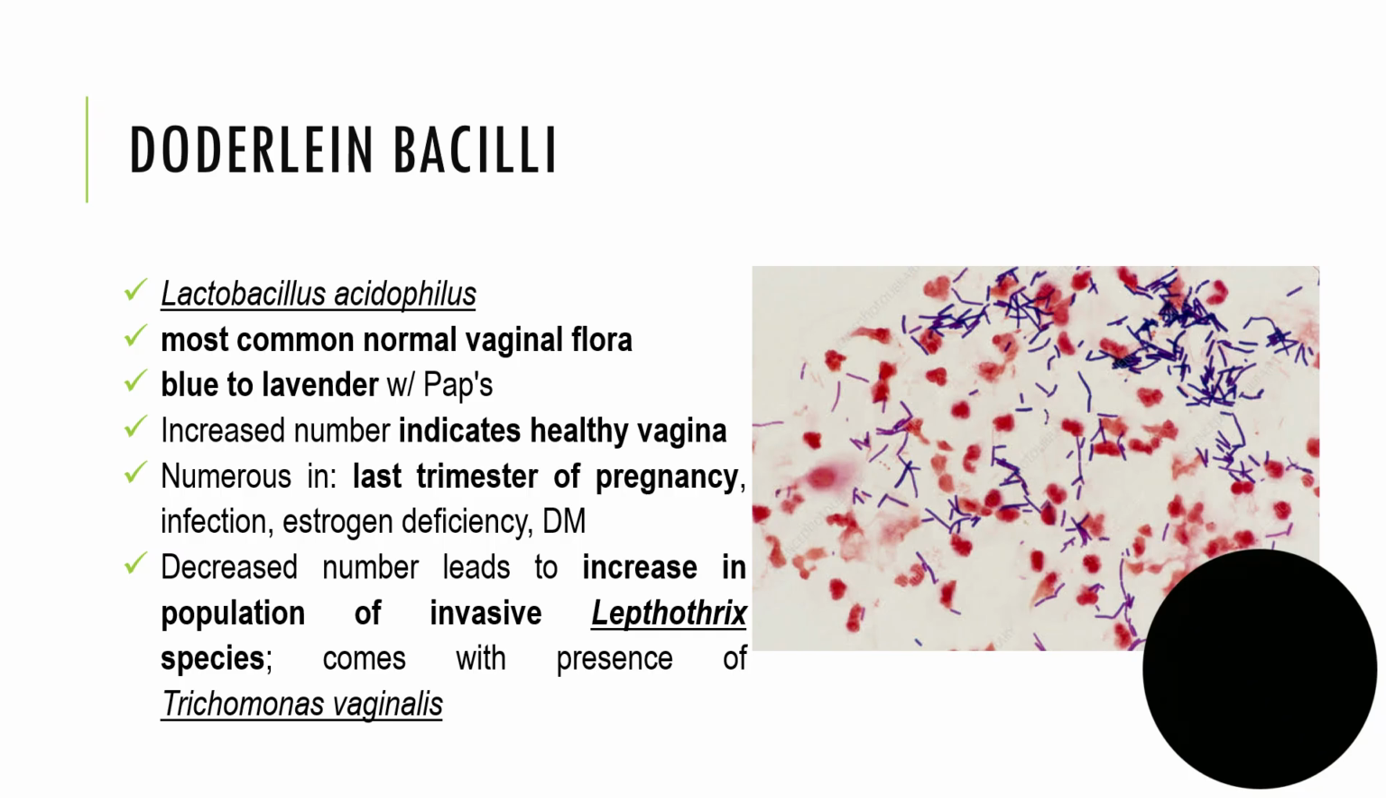They are numerous in specific situations: during the last trimester of pregnancy, when glycogen content of vaginal cells increases, providing substrate for lactobacilli; during infections, during estrogen deficiency, and in diabetes mellitus, where increased glucose provides more fermentable substrate. When Doderlein bacilli are decreased, there is a corresponding increase in the population of invasive Leptotrix species, and this is commonly accompanied by the presence of Trichomonas vaginalis, a flagellated protozoan that is a common cause of vaginal infection.